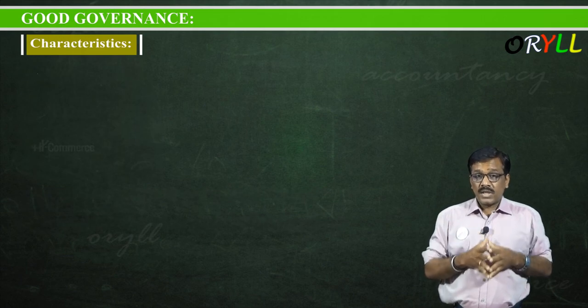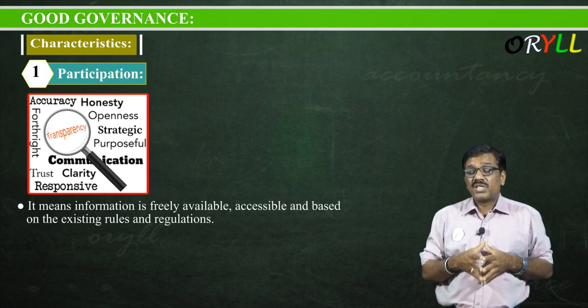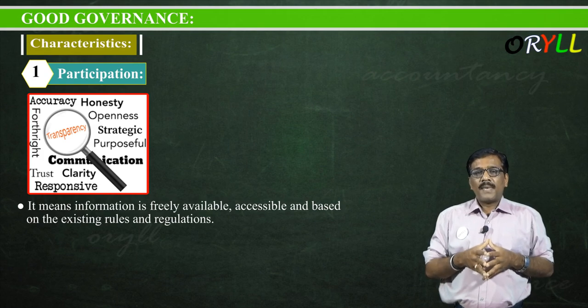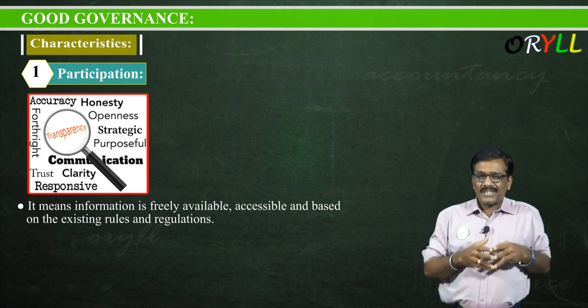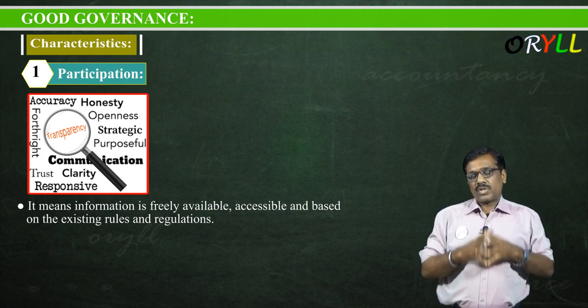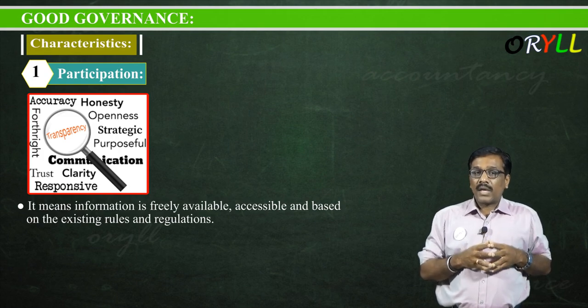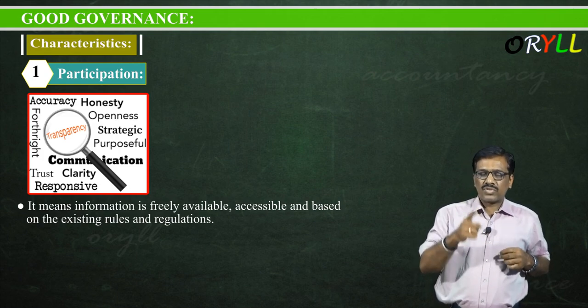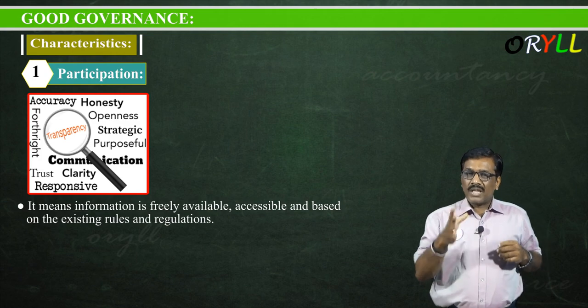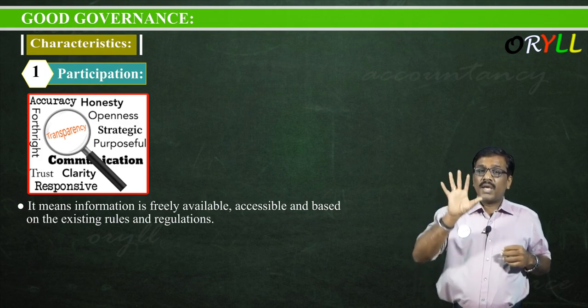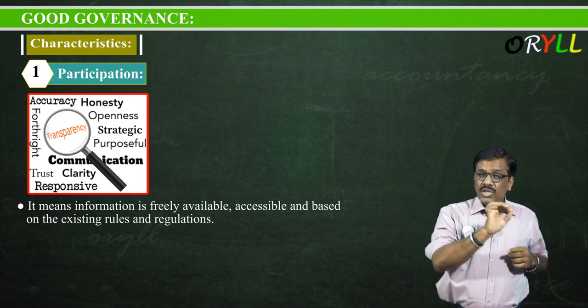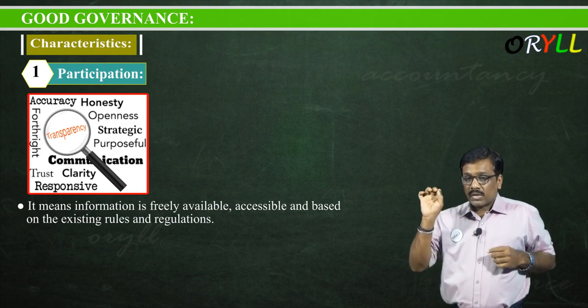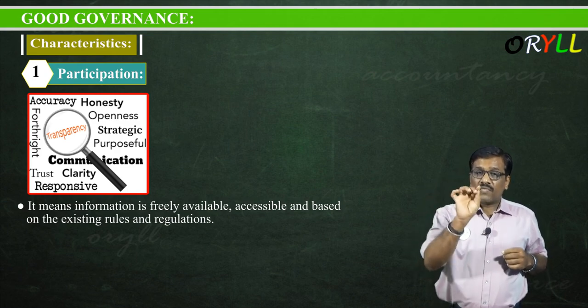And transparency is very important. It means information is freely available, accessible and based on the existing rules and regulations. For example, I want to talk to the chief minister or prime minister. As a common man, they can't say that you cannot have access to the prime minister or any minister. They should display it at the ministry or secretariat or on the internet. It should be available on their website.